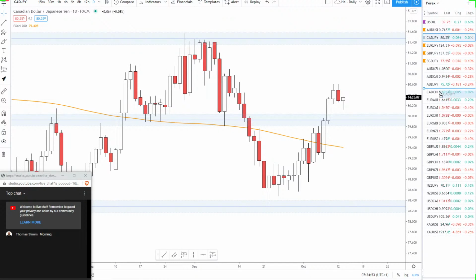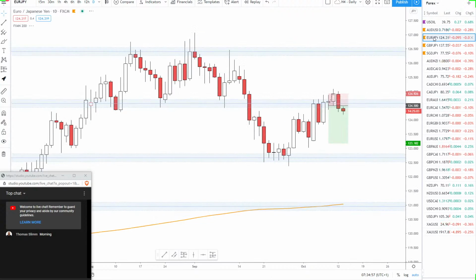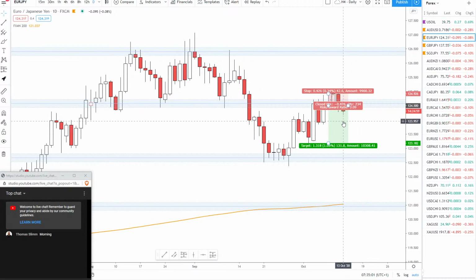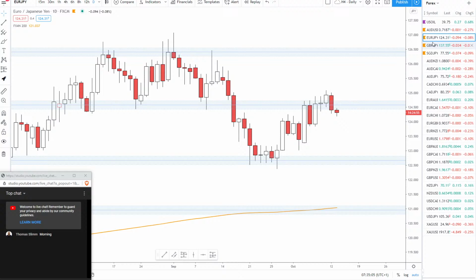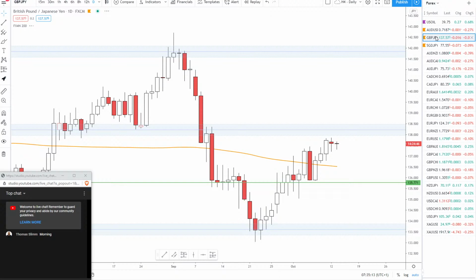CAD JPY has gone beyond resistance, so nothing really there. EUR AUD JPY, why do I have this? Oh yeah, because we're talking about potential setups. But there's no setup here, so that's off the list. GBP JPY, we're still waiting for a push up to resistance on here, but it's not quite happened yet.